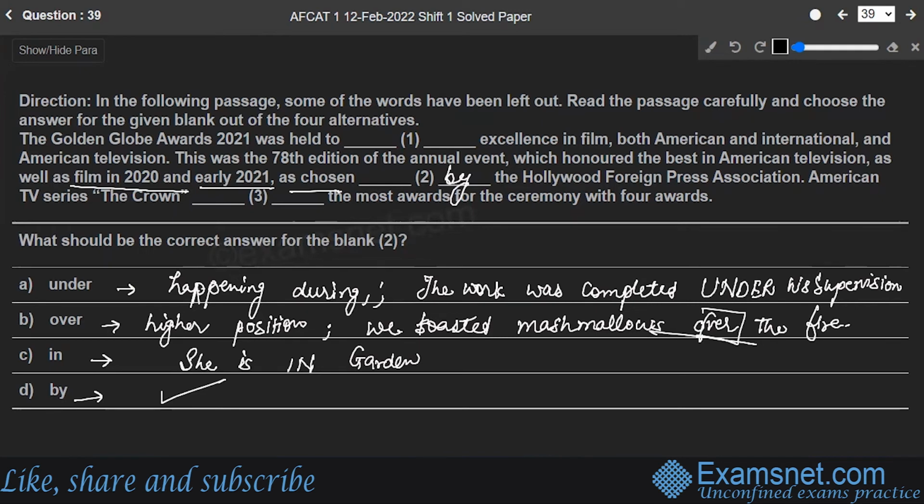By, like this particular thing is done by someone or some entity, something like that. I hope this is clear. So this is the correct option, option D, that is by.